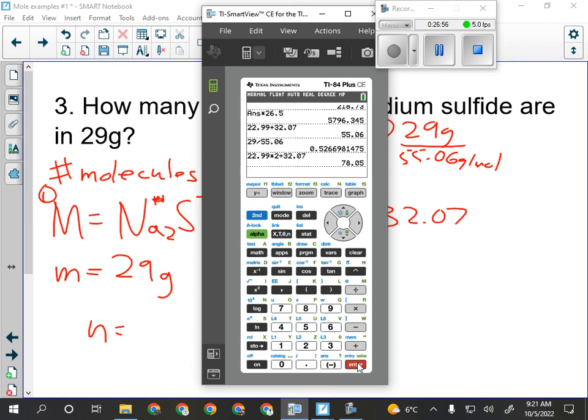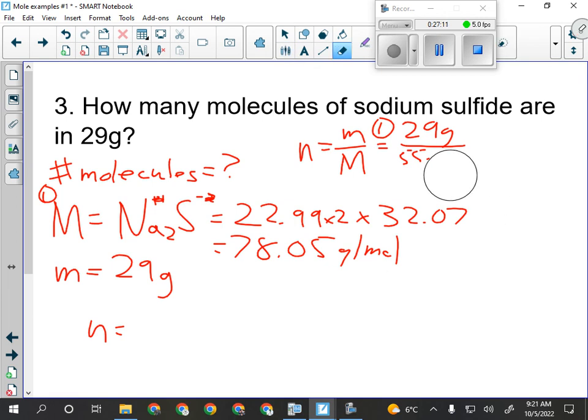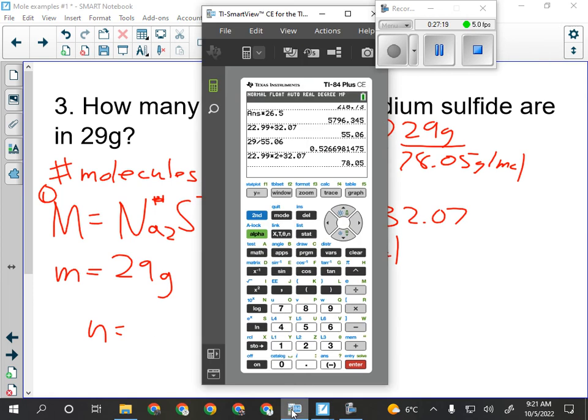Okay, 78.05, is that better? That makes everybody happy, right? 78.05 grams per mole. And that's going to change our N here, because now we are going to have 29 divided by the correct molar mass this time. 0.37 moles.